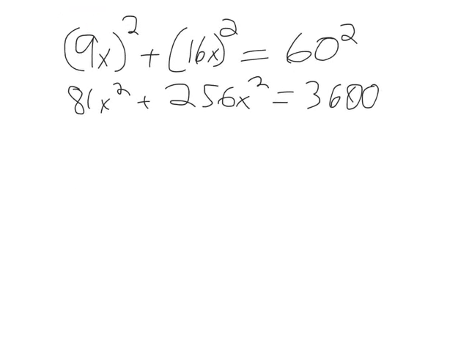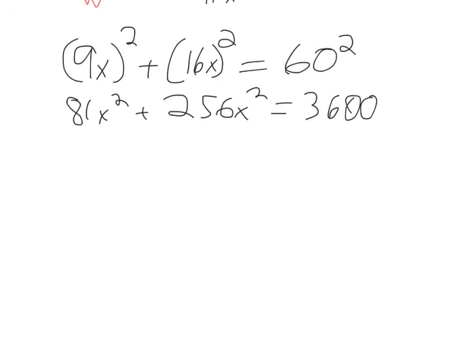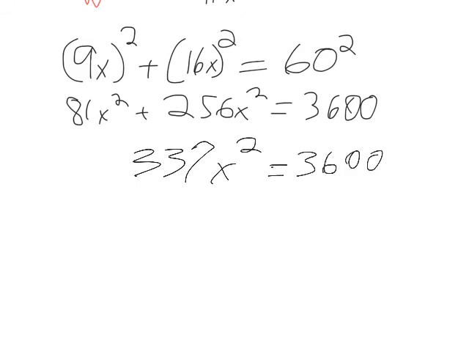And now, as we've done before, we want to combine our like terms, and then we're going to solve for the x^2 term. So I need to add the 81 and the 256. That gives me, not a very round number, 337. 337x^2 is equal to 3,600. And I don't think it said what to round to.